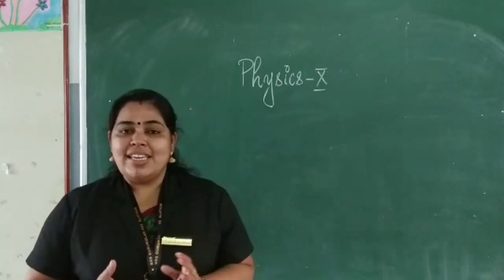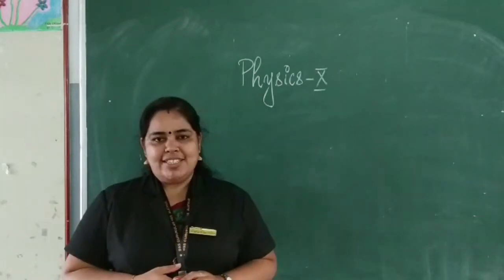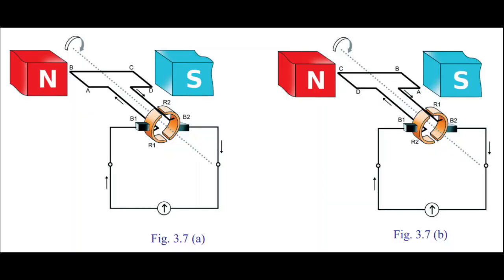Now, let's see the working of a DC generator. Just see the figure. Here, AB is near the North Pole and CD is near the South Pole. Suppose the armature is moving in the clockwise direction. So what happens? AB moves up and CD goes down, isn't it?